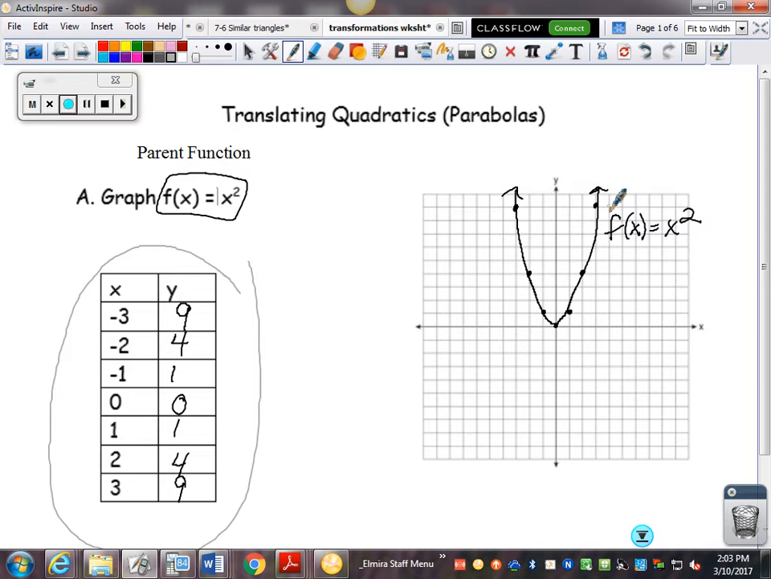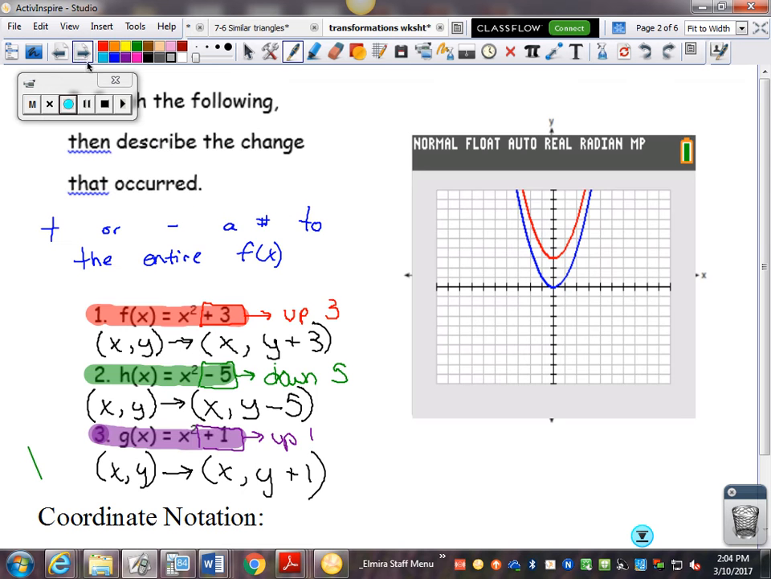And anything we do to this function, chiefly we're going to be looking at translations. We can add and subtract numbers to the function. We can add or subtract numbers to the x, and that's going to cause translations. And we did translations when we did exponential functions. So let's get into it here, guys.